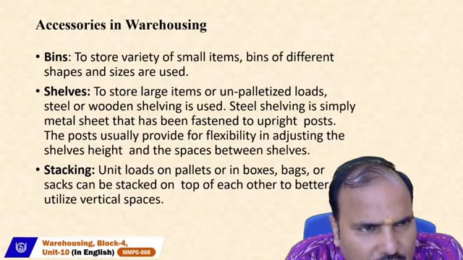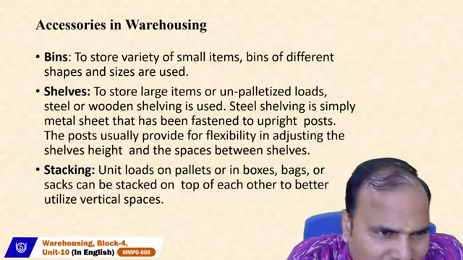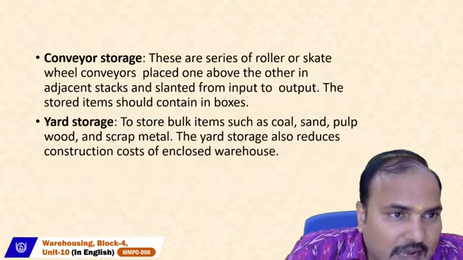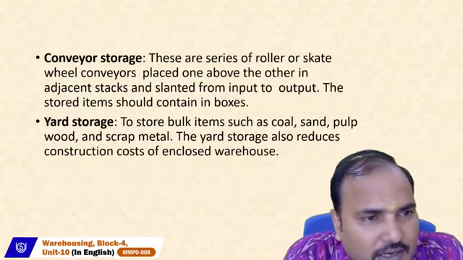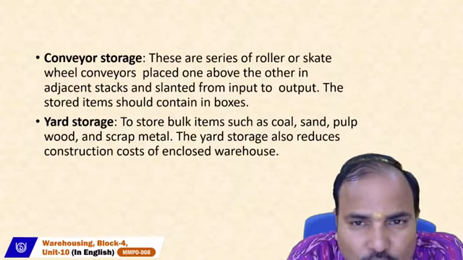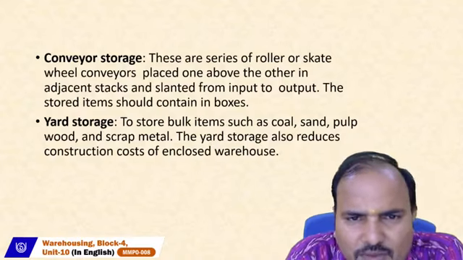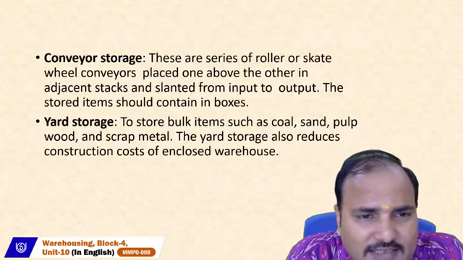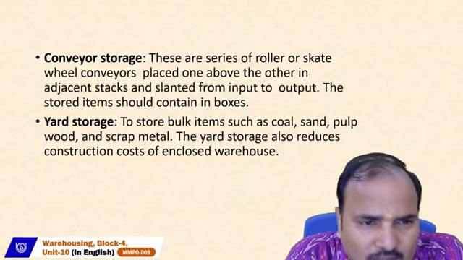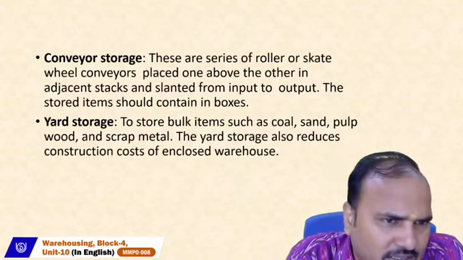So here, three accessories we have discussed: bins, shelves, and stacking. And after that, another accessory is conveyor storage. These are a series of roller or skate wheel conveyors placed one above the other in adjacent stacks and slanted from input to output. The stored items should be contained in boxes. Basically, they will be contained in boxes.